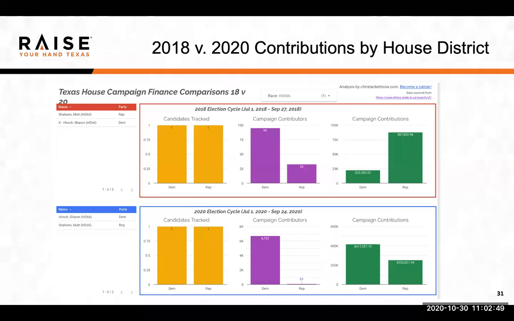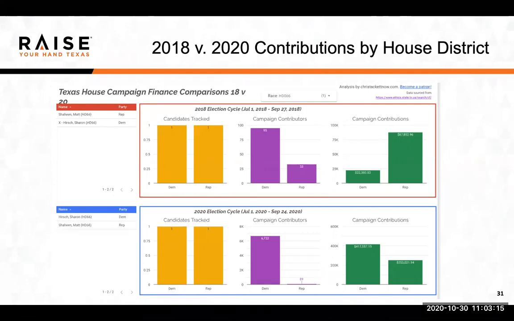So let's take a look at the purple figures. In the upper chart for 18, there were 95 contributors to the Democrats' campaign, and in the current cycle, there are 6,700. In the 18 cycle, there were 13 contributors to the Republican, and in the current cycle, there are 89.